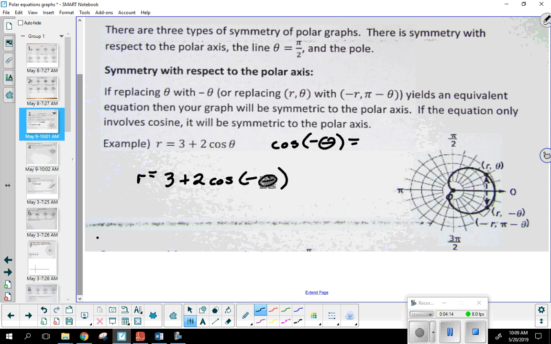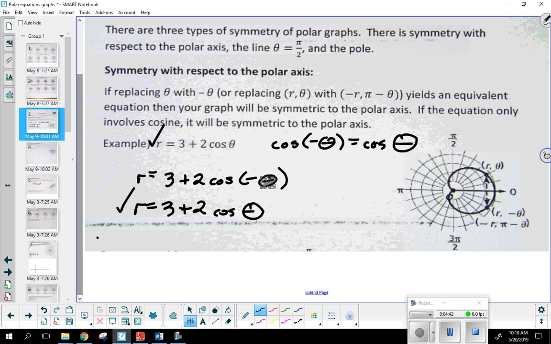Okay, so the negative basically disappears. Cosine of negative theta is just equal to the cosine of theta, because if you look back at the original graph of cosine, it's symmetric with respect to the y-axis. But when we're talking about these polar equations, this shows me that we're going to have symmetry with the polar axis. Well, if that's the case, the radius equals 3 plus 2 cosine of theta. See, I got back to the original equation, so now we know it has that type of symmetry. Okay, that's all there is to it.